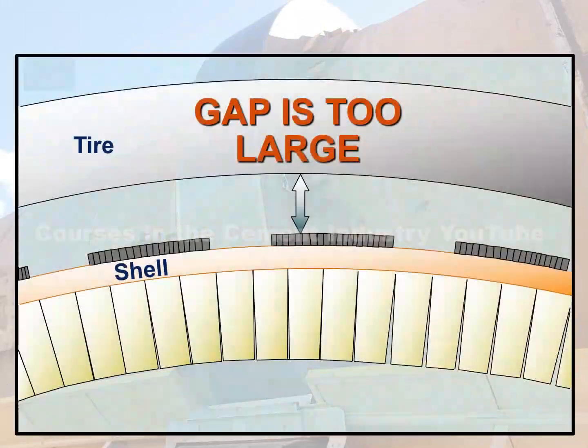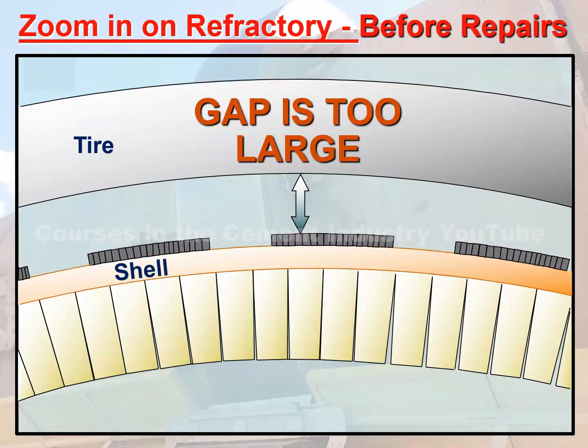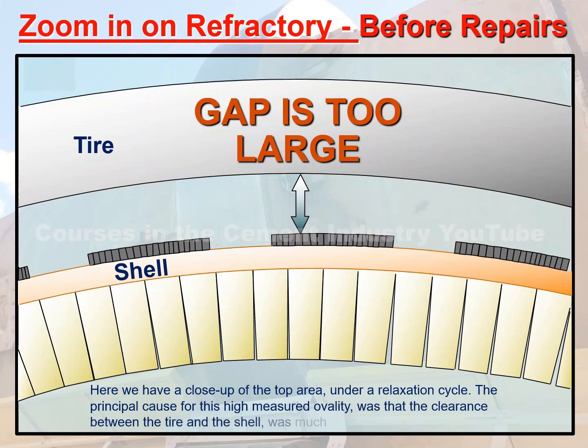In this figure, zoom in on refractory. Before repairs, we note the following. Here we have a close-up of the top area, under a relaxation cycle. The principal cause for this high measured ovality was that the clearance between the tire and the shell was much greater than it should be.